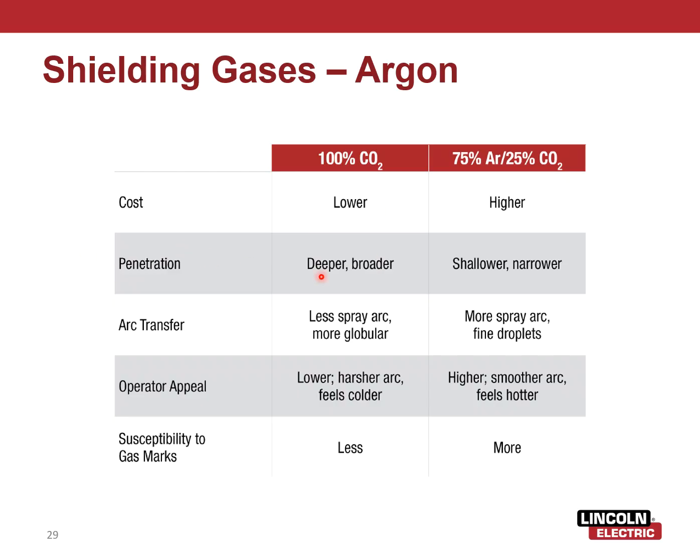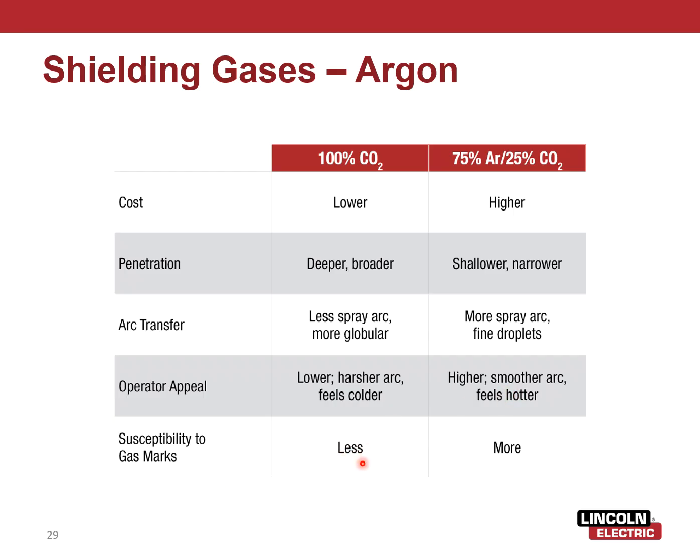The penetration profile is going to be deep and broad with CO2. That addition of argon is actually going to make it a little shallower and narrower. Arc transfer with CO2 really can't do spray arc, more globular. With the mixed gas, you're going to get more spray arc capability, which means more efficiency. For CO2, again, it's going to be nastier, it's going to be spattier, it's going to be a harsh arc, it's going to be less appealing to weld. You start doing that spray transfer, it's always going to make a much cleaner, smoother arc. The weld finish is very smooth and clean, no spatter if you've got your settings dialed in, so very appealing.